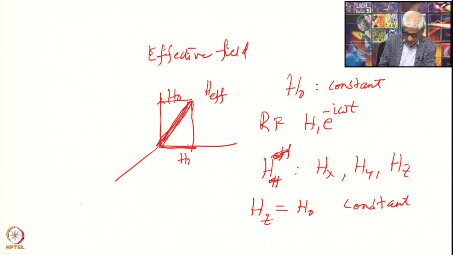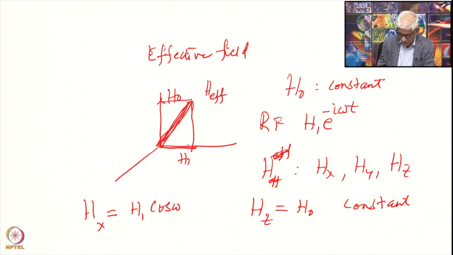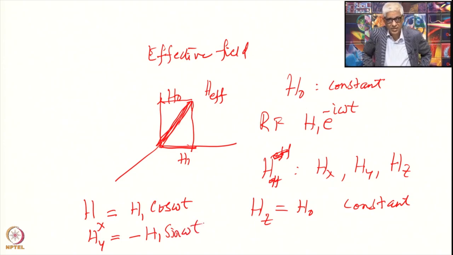And Hx, we write it as H1 cosine omega t, and Hy, we write it as minus H1 sine omega t, because it is going as e to the minus i omega t. e to the minus i omega t is what? Cosine omega t minus i sine omega t. Therefore, remember this Hx, Hy is down there. So we have three components, and we can write these explicitly like this.